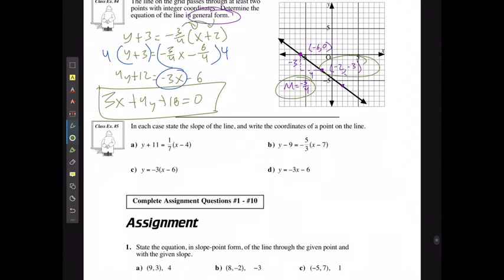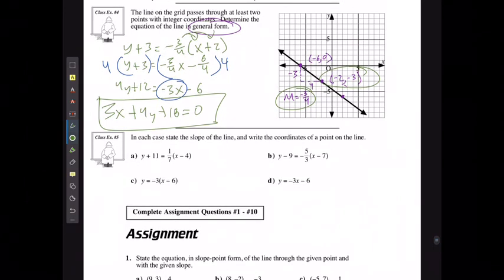In each case, state the slope of the line and write the coordinates of a point on the line. Well, for the first one, I have a slope of 1 over 7, and the coordinate points are going to be, if x minus 4, then the x value is going to be positive 4. If it's y plus 11, the y value is going to be negative 11. In the second case, I have a slope of negative 5 over 3, and the coordinates are x minus 7, so it's going to be positive 7 for x, and y minus 9 is going to be positive 9 for y.